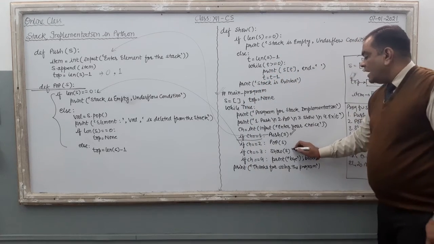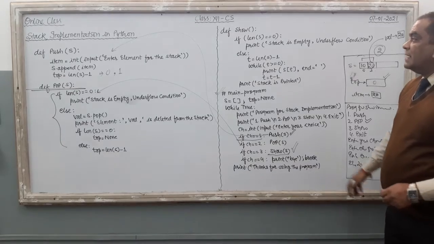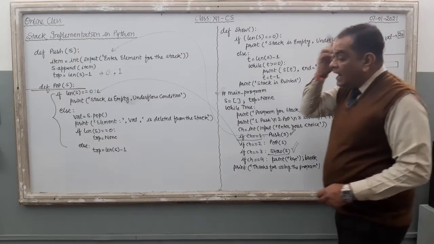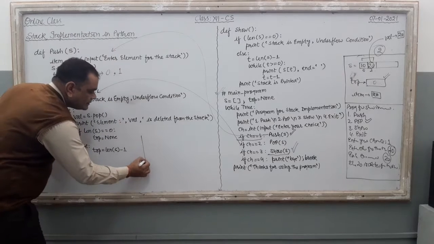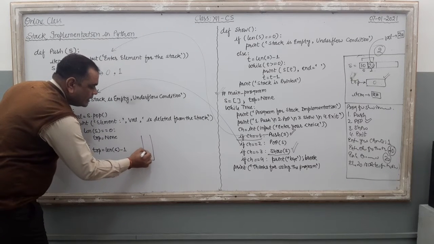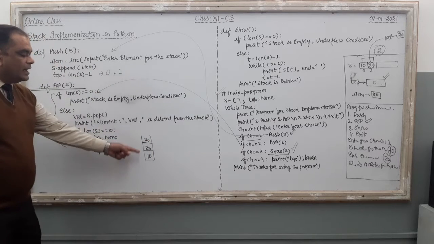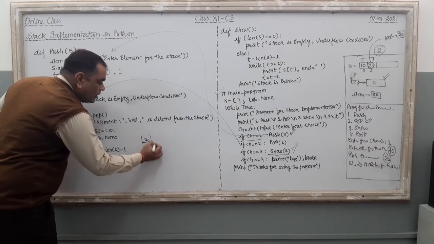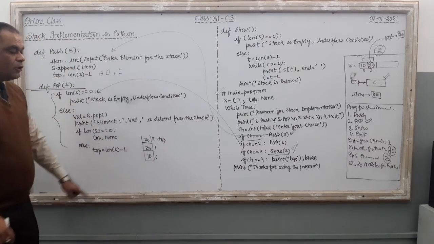If I press 3, then the show function will execute. What is there in the show function? Very first, you just see how you can see the stack. If the stack is there with these three values 10, 20, 30, right now here it is 0, 1, 2, top is having position 2, the value of top is 2.